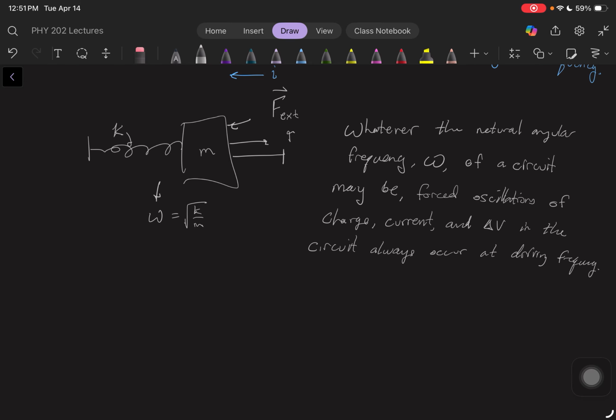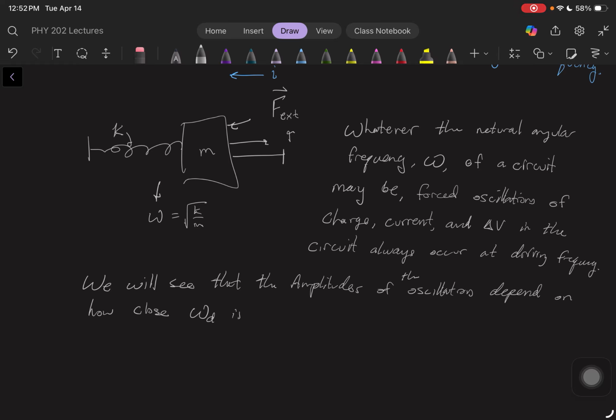But then we keep in mind, we will see that the amplitudes of oscillations of the charge and current depend on how close omega d is to omega. So the driving frequency is to the natural frequency, right?